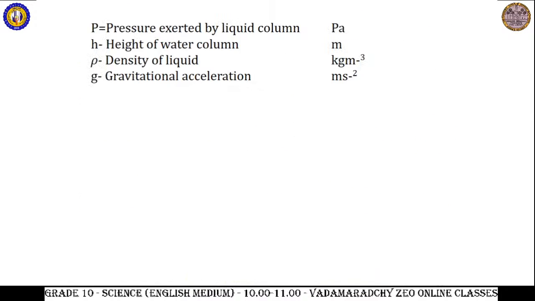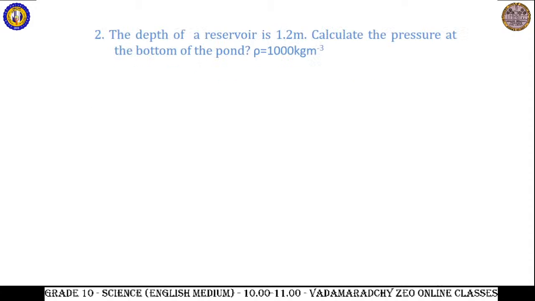Thereafter, we formulated a formula to find the hydrostatic pressure. Hydrostatic pressure is equal to h rho g, where h is the height of the water column, rho is the density of the liquid, and g is the gravitational acceleration.